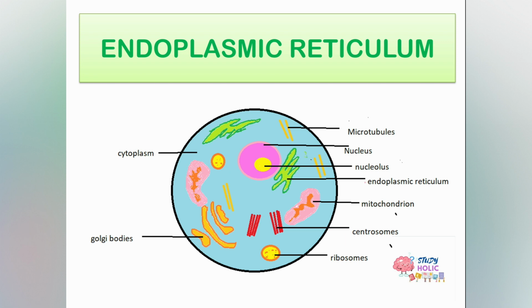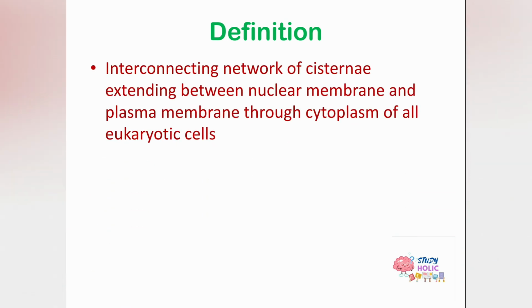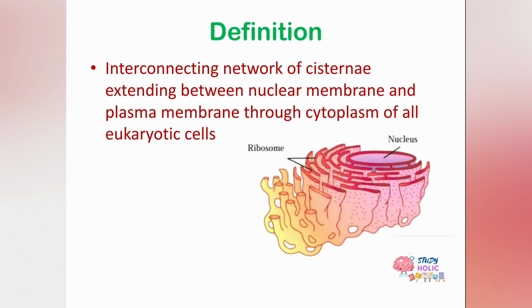I'm going to start with the cell organelles. The first cell organelle I'm going to discuss is endoplasmic reticulum. Have a look at the definition of endoplasmic reticulum. Interconnecting network of cisternae extending between nuclear membrane and plasma membrane through cytoplasm of all eukaryotic cells is known as endoplasmic reticulum. Here is the diagram.